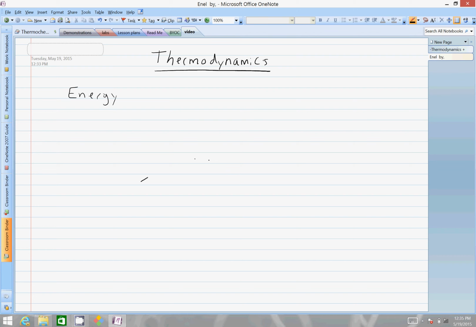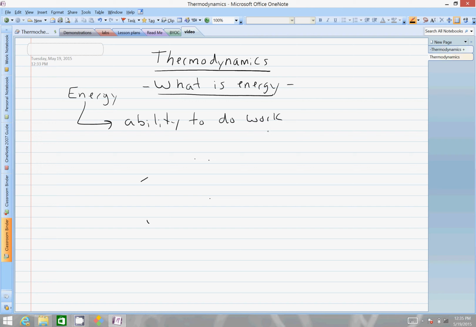First idea here is, what is energy? First things first, we have a couple of units of energy. Energy by definition is the ability to do work. Now in the average high school student, work means going to McDonald's, but in physics and chemistry, work is essentially the amount of energy. It would be in units of energy.